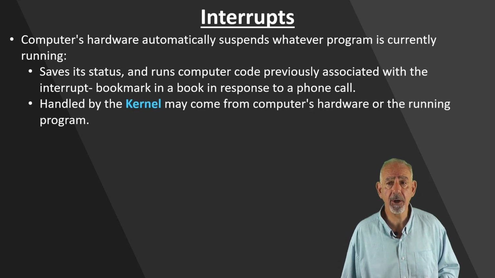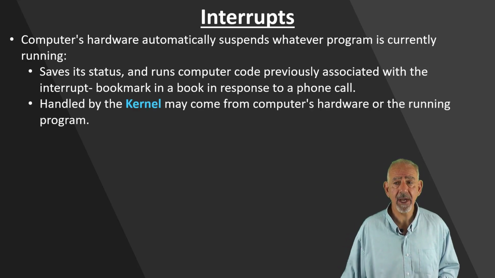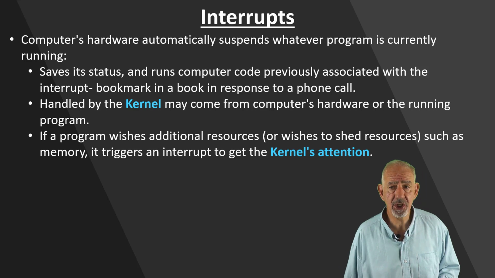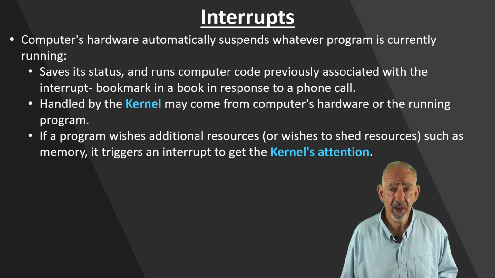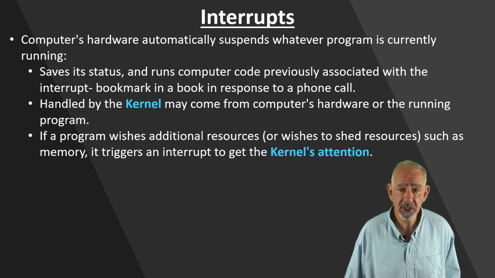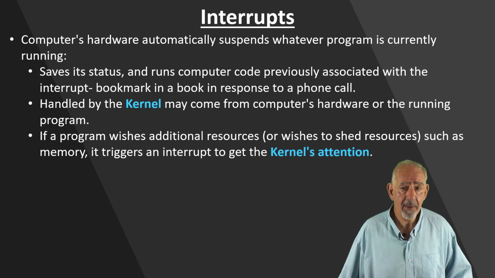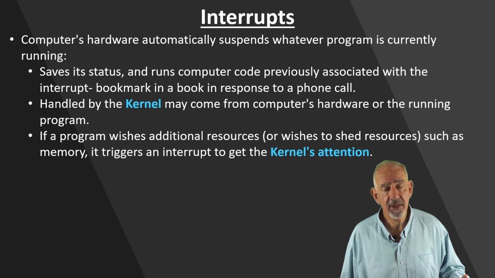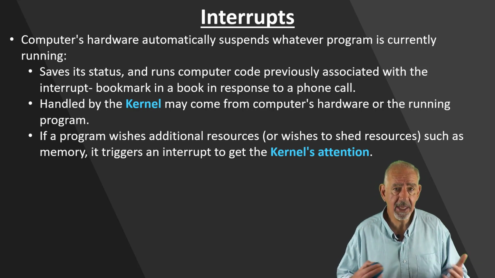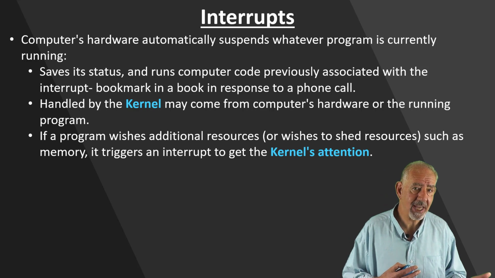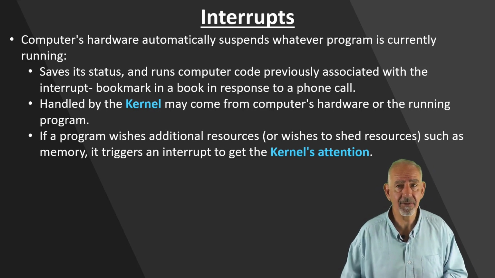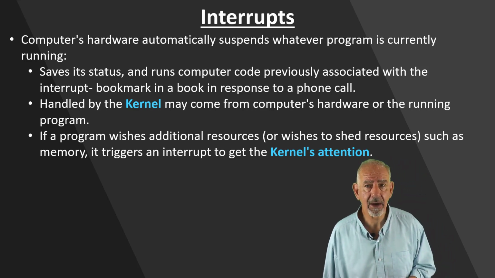And it's handled by the kernel. It might come from the computer hardware, or the running program could cause this interrupt. Now, if a program wishes to get additional resources, or to get rid of resources, then it might need a bit more memory, so it will trigger an interrupt to get the kernel's attention. So there's all of these things going on all the time: interrupts looking for attention, and the kernel then deciding who to give the attention to and who not to give the attention to. So there's a lot of work going on here.